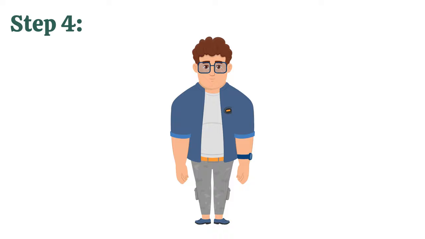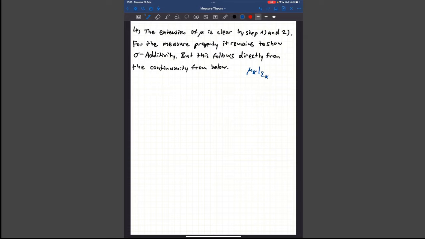Mu star restricted to sigma star is a measure and extends mu. Now we want to show that mu star restricted to sigma star is a measure, and also that it extends mu. This is where the name of this theorem comes from. That this is an extension follows by steps 1 and 2. So we showed that there.